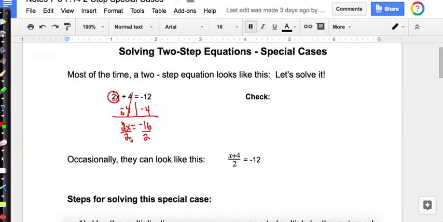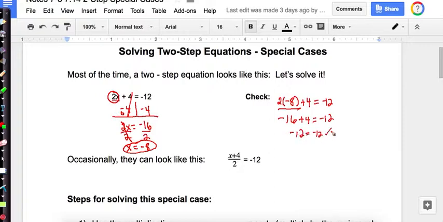2 divided by 2 is a 1 in disguise, so that cancels. And x will equal negative 16 divided by 2, negative 8. So x equals negative 8. Now to check it, you plug it back in, so we're going to write 2 times negative 8 plus 4 equals negative 12. 2 times negative 8 is negative 16 plus 4 equals negative 12. And what is negative 16 plus 4? Negative 12. So negative 12 equals negative 12.